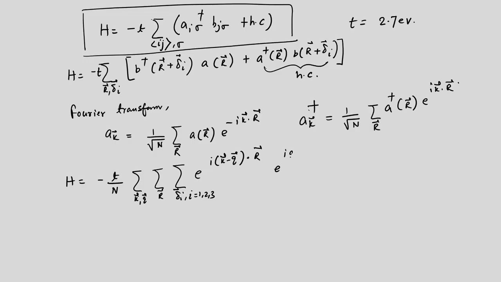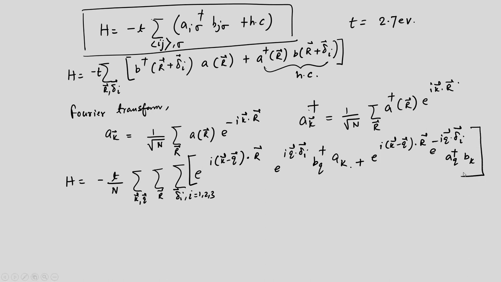Okay, so the first term is that, and then exponential i q·delta_i, and then b_q dagger a_k, so we can write it down here as plus exponential i(k minus q)·R, exponential minus i q·delta_i, and a_q dagger b_k. Okay, so that's the two terms that we have written above, and now a little bit of simplification will have to be done.